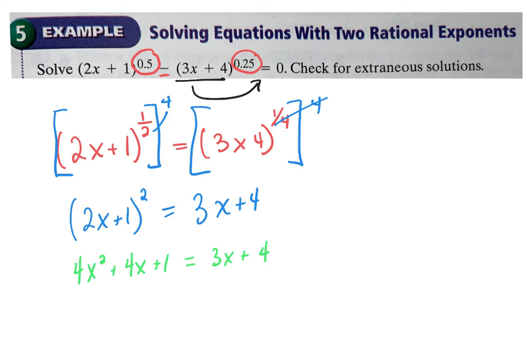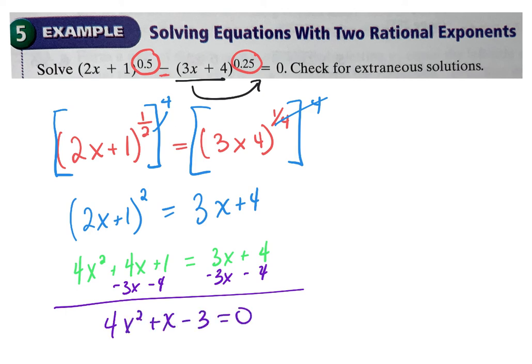And then I just need to get it equal to 0 and factor. Now this factoring is going to be a little more difficult because you do have to do a cross and factor by grouping if you don't see it immediately. But I am going to move these over. So I'm going to move the 3x and the 4 over. All right. I have 4x squared plus x minus 3 equals 0. All right. You need to factor that.